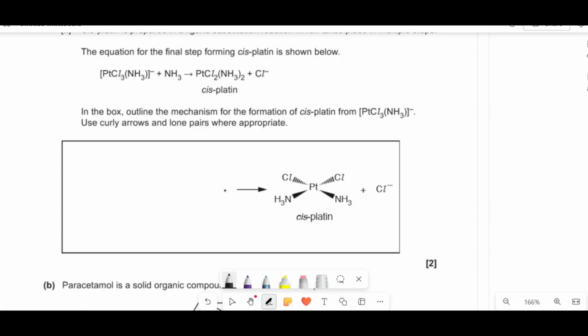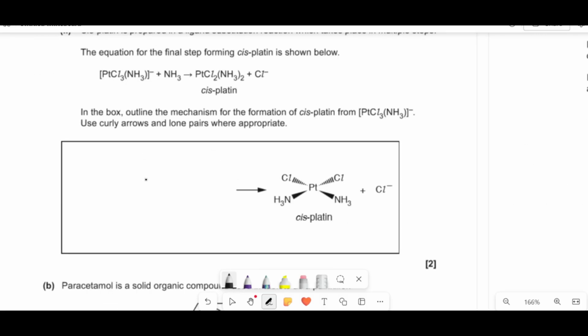So, juicy, isn't it, right? But don't get thrown off. All you've got to do is just draw what they've told you straight away. Don't get thrown off by the fact this is an unfamiliar mechanism. Just start with what you know.